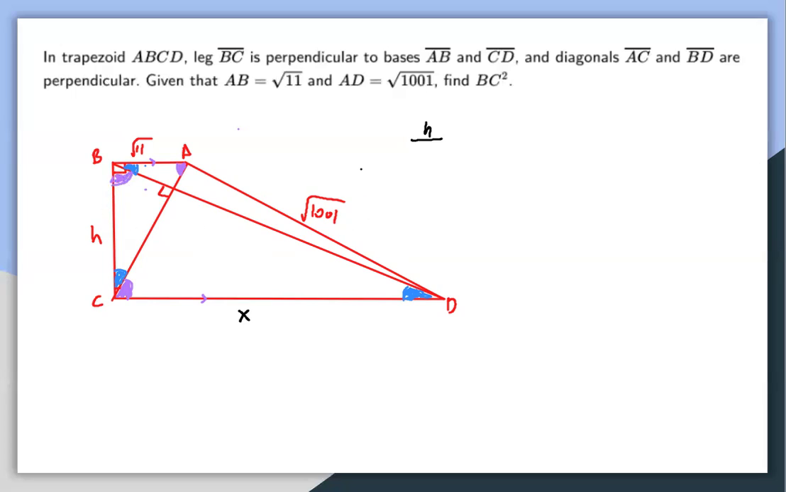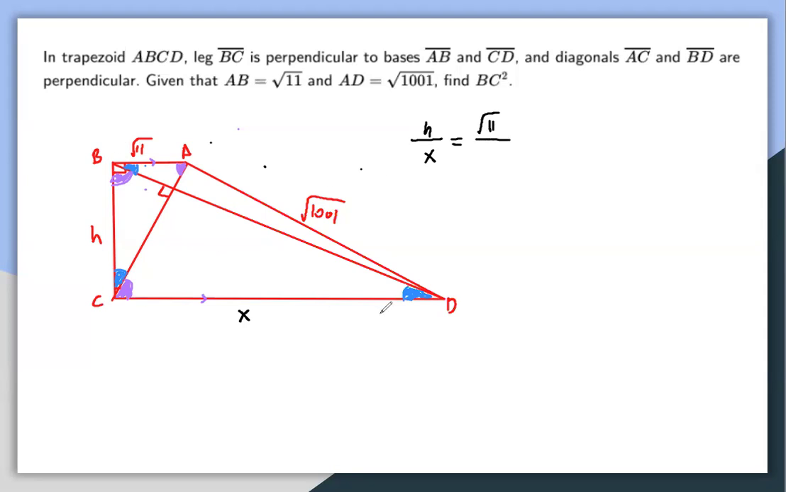So now we are ready to write the ratio. H was the side opposite to the purple angle in ABC. In BCD, the purple angle is opposite to X. So that's my ratio of the corresponding sides. Okay, so now we have that. In ABC, maybe I can use AB now, which is the side opposite to the blue angle, which is root 11.